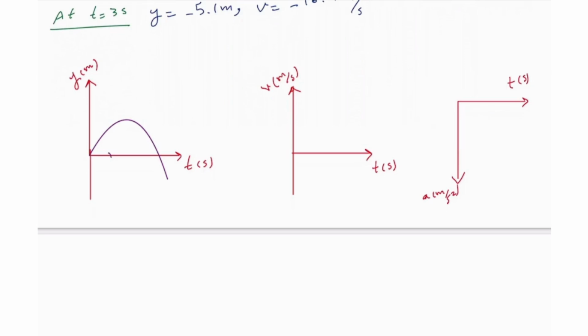Let's say this is about the 1 second mark, 2 seconds, and then between 2 and 3 seconds, it starts coming to the negative direction. And at 3 seconds, we have a negative value for y.